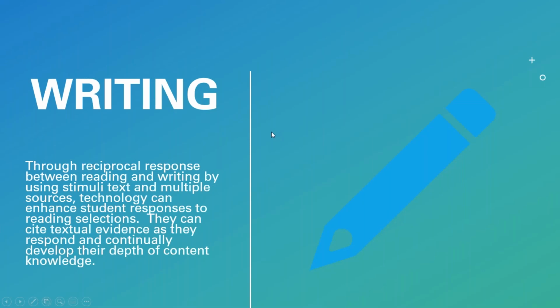Now we'll move on to writing. Writing is an interesting topic to address in terms of virtual and online assessment. We need to be sure that our students are reciprocating responses between reading and writing and really merging the two as they should be together, using stimuli text and multiple sources. Technology can enhance student responses to reading selections, and students can cite textual evidence as they respond and continually develop their depth of content knowledge.